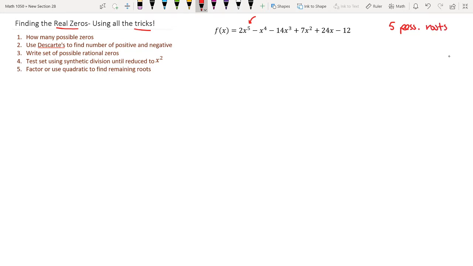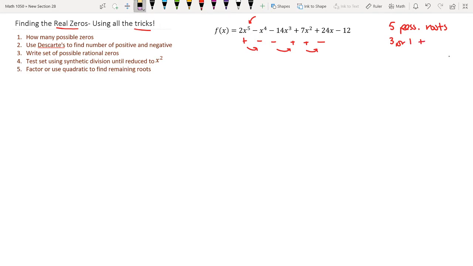All right. Next, we're going to use Descartes' sign to find the number of positive and negatives. So to begin with, I have positive, negative, negative, positive, positive, negative. So I have a change here, here, and here. So I can have 3 or 1 positive roots.